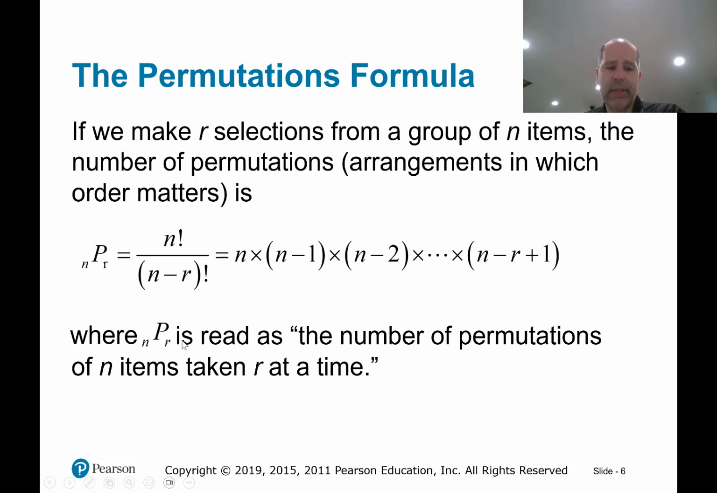Okay, so when we say nPr, that's the number of permutations of n items taken r at a time. Or another way of saying it is the number of permutations when we're choosing r items out of a total of n. How many different ways can you choose r items out of n when order matters?